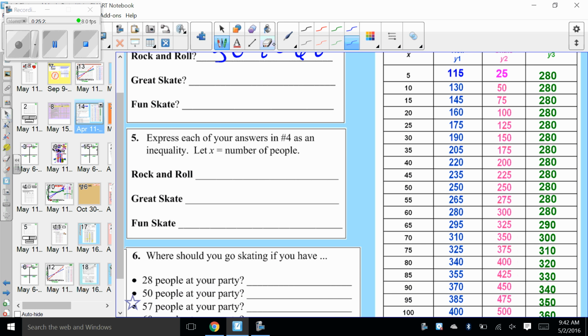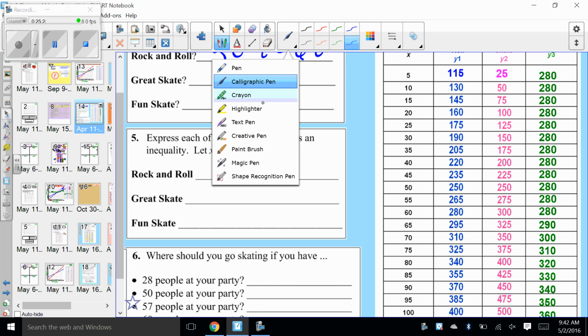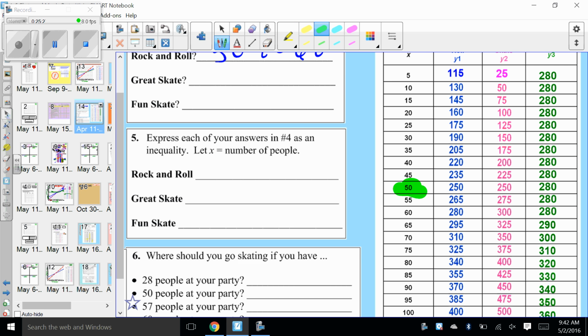So we talked about that there is a tie happening. We have this tie that's happening right here. At 50 people, same price. And at 60 people we said tie. But between 50 and 60, it is definitely cheaper to go to Rock and Roll.